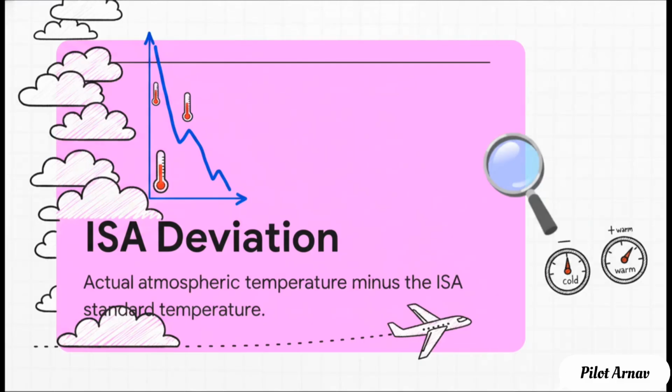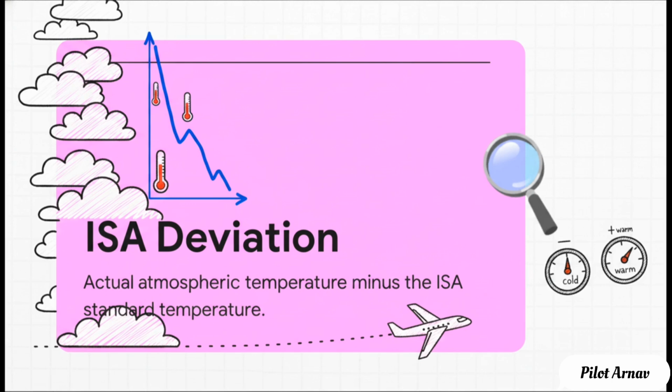Of course, we all know the real world rarely matches the textbook perfectly, and that is where ISA deviation comes in. It's pretty simple. It's just the actual atmospheric temperature minus the ISA standard temperature for your specific altitude. You can easily calculate the expected ISA temperature at your altitude by subtracting roughly 2 degrees Celsius for every 1,000 feet you climb, starting from that 15 degrees sea level baseline.